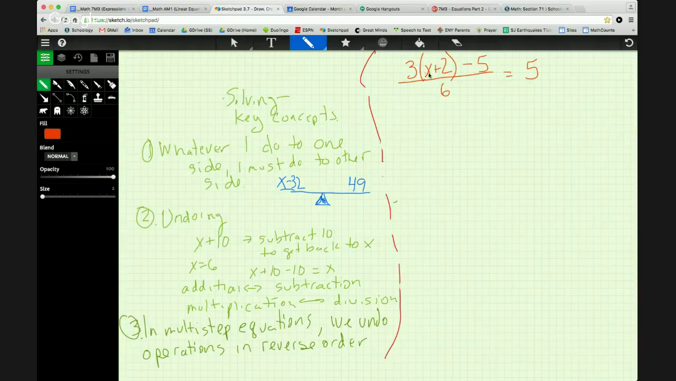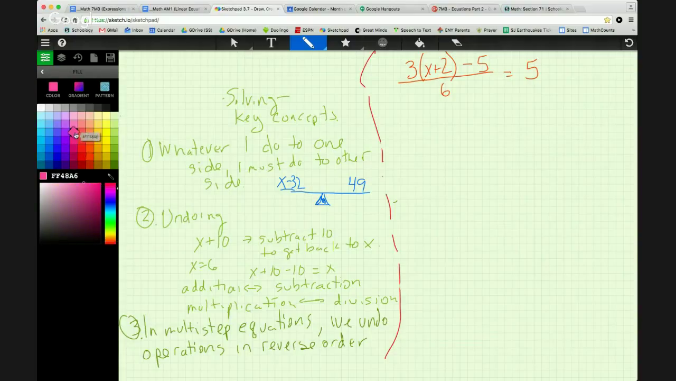Now, what did we do over here on this side? I'm going to let you write in the 4 things that we did, and then we're going to undo them in the opposite order. And you can just follow along if you don't want to solve this one. I just want to show you that it works. 3 times (x + 2).